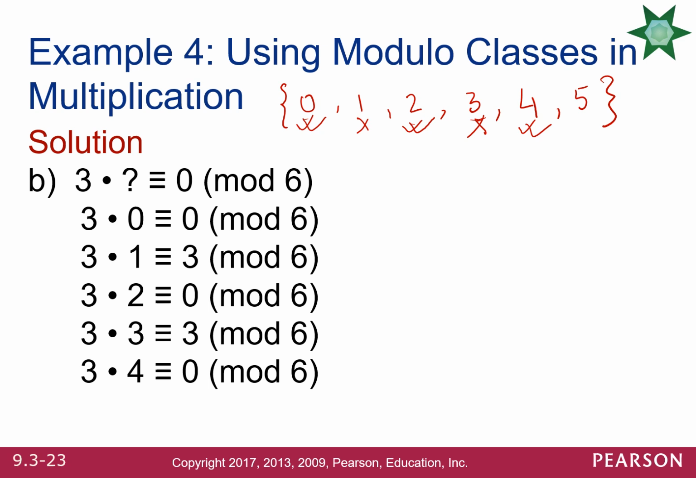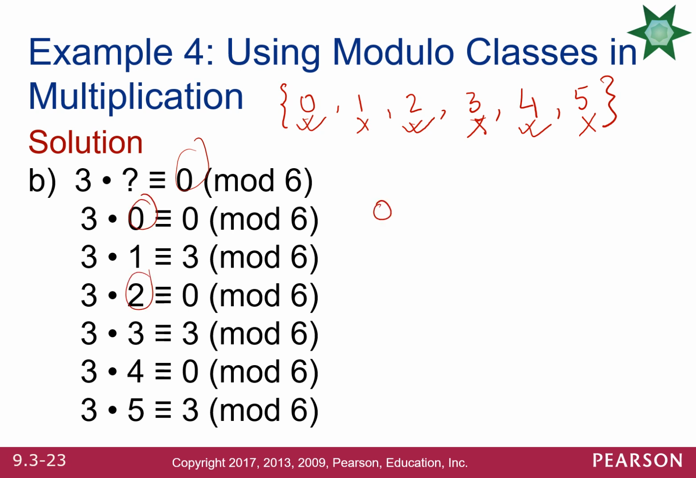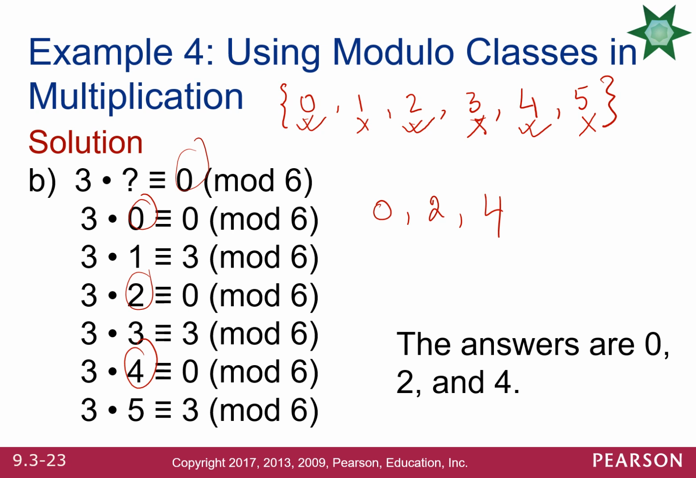Finally, we have 5 remaining. So let's bring that up. 3 times 5 is congruent to 3 mod 6. So 5 doesn't work either, correct? We are looking for a 0. So the ones that gave us a 0 for a remainder are 0, and then 2 and 4 are possible solutions. Correct? So the final answers are 0, 2, and 4.